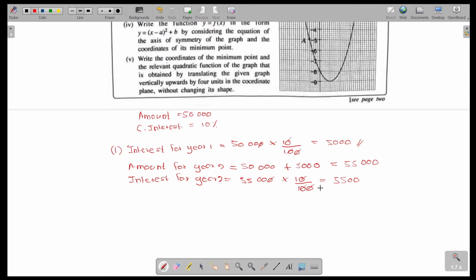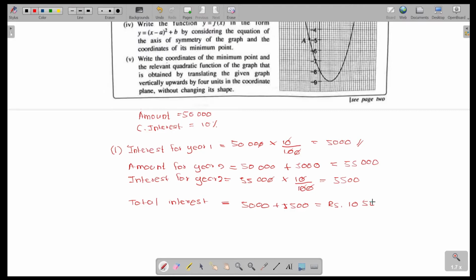So we calculate the total interest. Total interest. First year we get 5,000 rupees. Second year we get 5,500 rupees. So altogether we get 10,500 rupees as the total interest amount for 2 years.